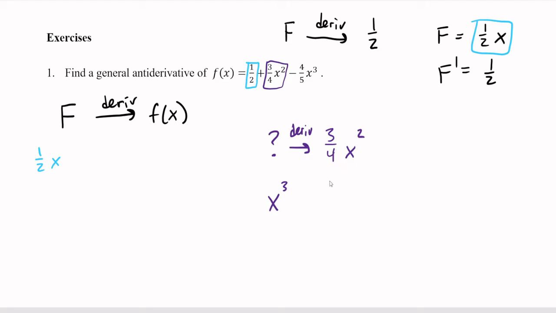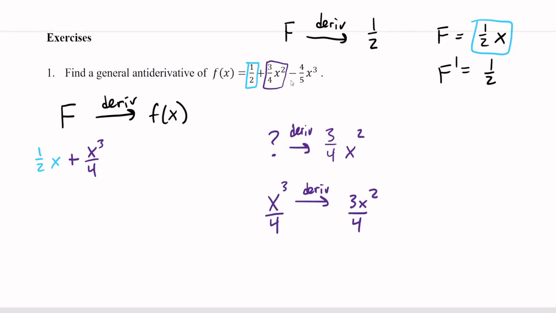Okay? But here's the thing. Actually try it. Do the derivative, you get 3x squared. I don't quite have that. I have 3/4. So what am I missing? I'm missing a 1/4. Okay, so do the derivative, drop the 3, perfect. So then that gets added in here. X cubed over 4.